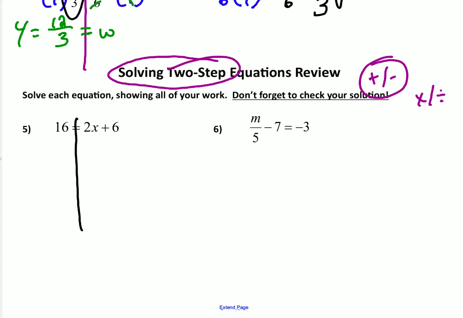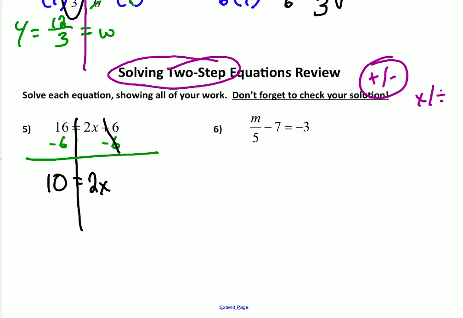Again, focus on your variable, 2x plus 6. So they're multiplying by 2 and adding 6. To solve it, I want to undo the adding and subtracting first. So they added 6, so the opposite is to subtract 6. Adding 6 and subtracting 6 cancel out, they turn to 0, so we're just left with 2x. 16 minus 6 is 10.